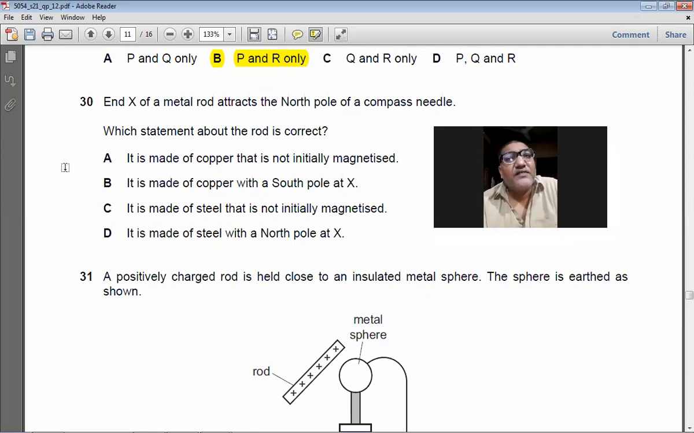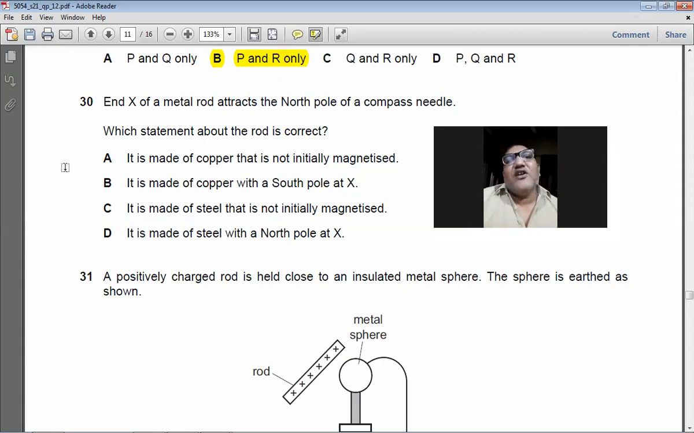B: It is made of copper with the south pole at X. If it is made of copper and has a south pole at X, normally copper cannot be magnetized, but he says it has a south pole at X, because the north of the compass needle will point towards the south. Yes, that is right. So B can be, or maybe, but the problem is that copper does not magnetize. So B has a doubt in it.